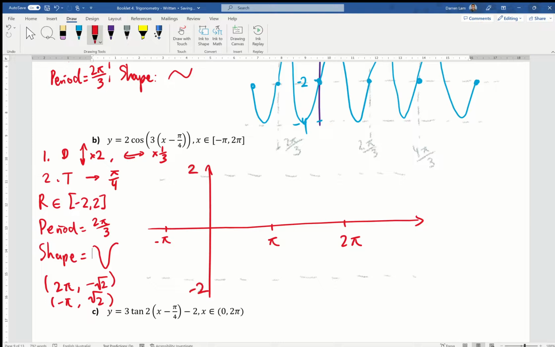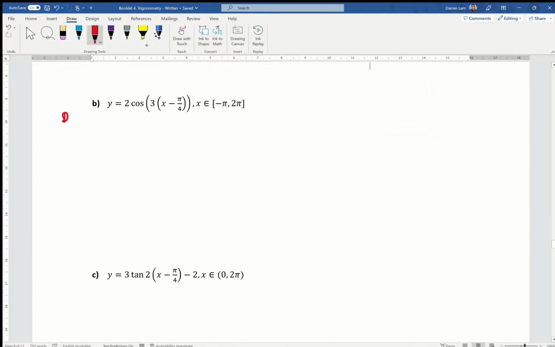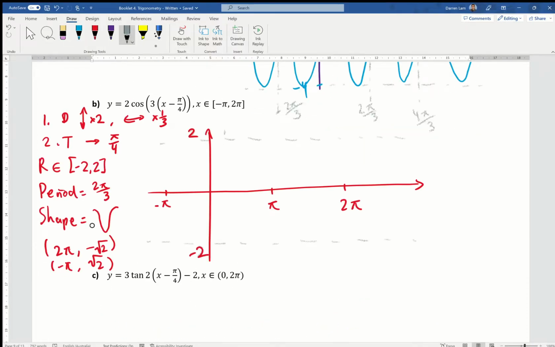It's translated, which actually makes our life much more difficult. Because it's translated to the right by pi on 4, I know that the first starting point is going to be at pi on 4. So I'm going to do a dotted line down at pi on 4, and put a dot right there, right?